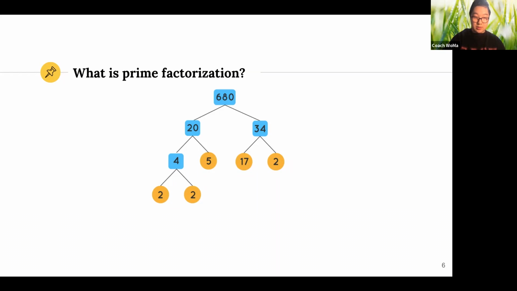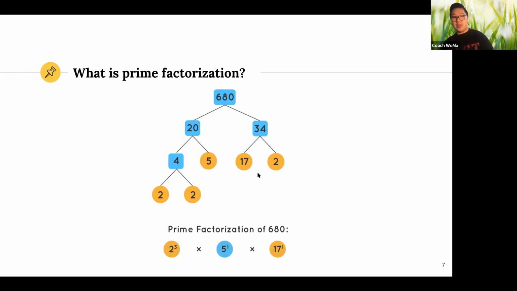Yep. So as people are suggesting, this is a prime factorization kind of tree. And what you might do is, you can see that you start with 680 and you try to find two factors that multiply to it, so 20 and 34. But then you can break down these factors even further into what multiply into them. And so you have 4 times 5 times 17 times 2.